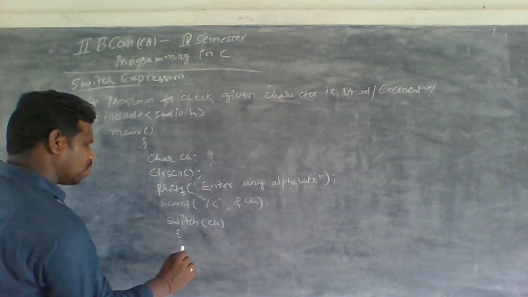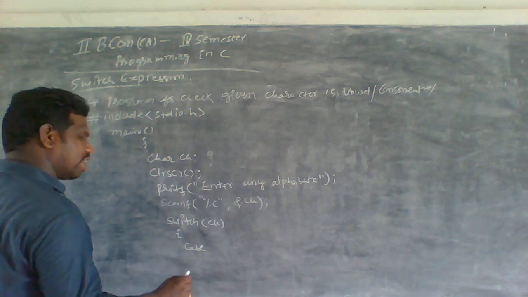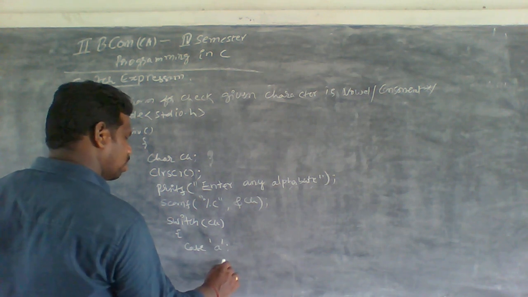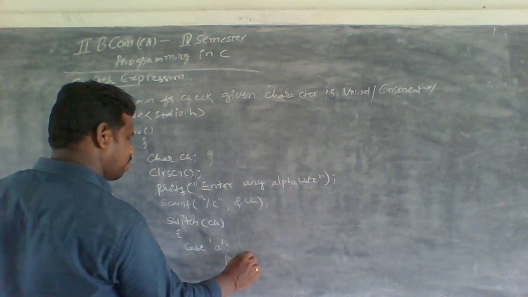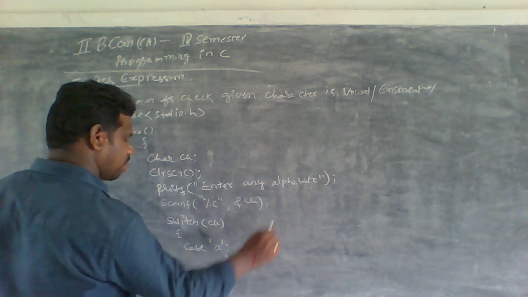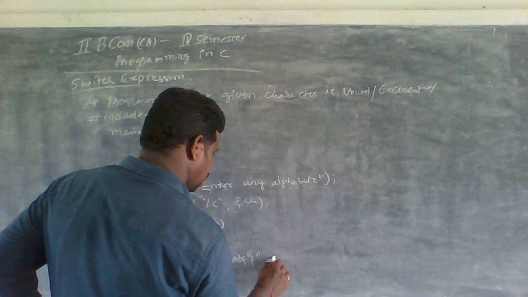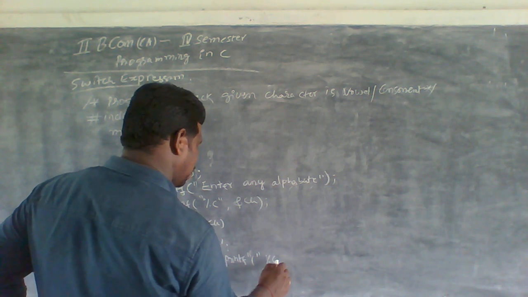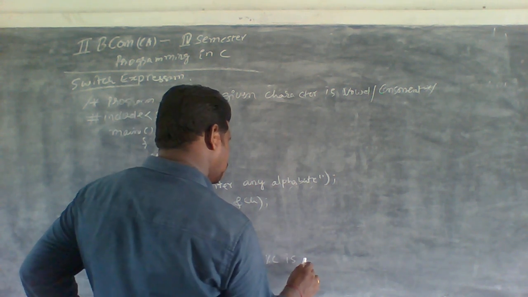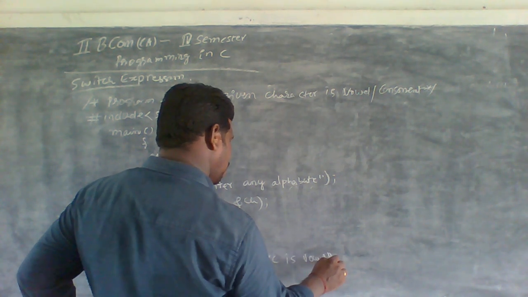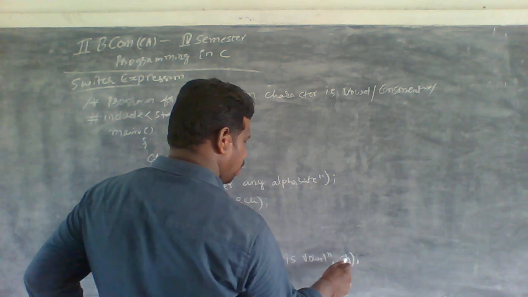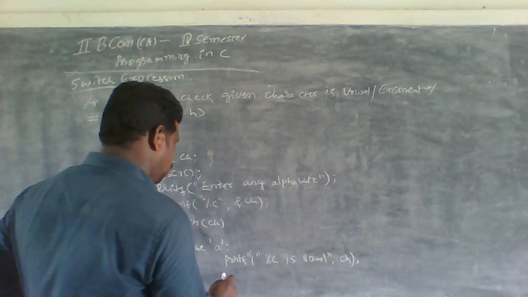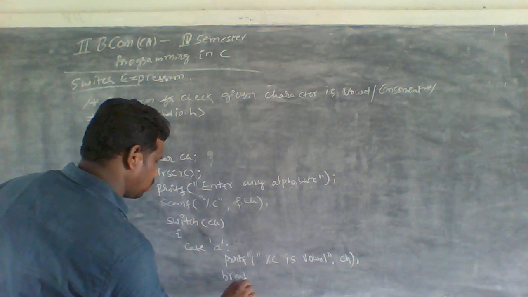You have to write it like this. Then the cases: in the case you write a, in single quotes, then a colon. After the colon we write printf, and in the printf we write percentage c is vowel, with ch. ch contains the value, so that means a is the vowel, and we have to write break. This is the first statement.